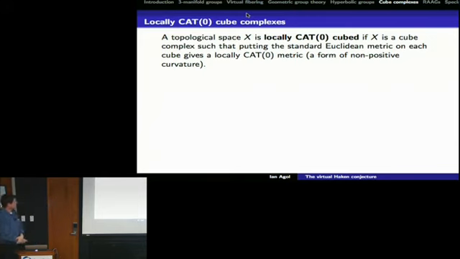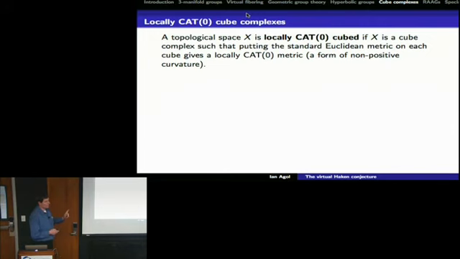So a topological space is locally CAT(0) cubed if it's a cube complex, so it's like a simplicial complex but made out of cubes. And here I mean n-cubes, hypercubes or whatnot. You can make this into a metric space by putting a standard Euclidean metric on each cube. And it's locally CAT(0) if this gives a locally CAT(0) metric.